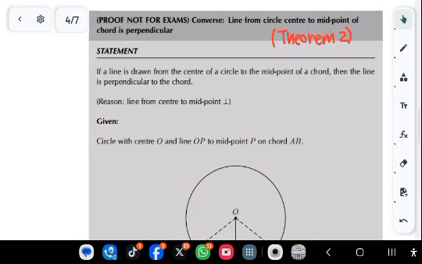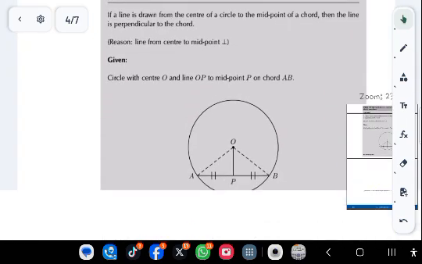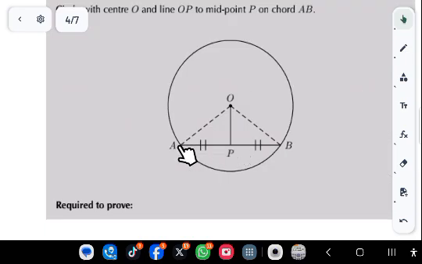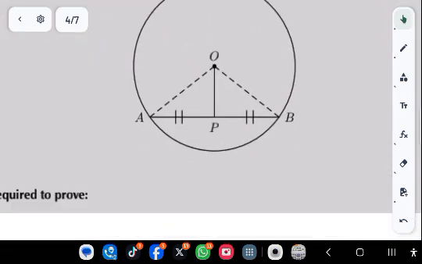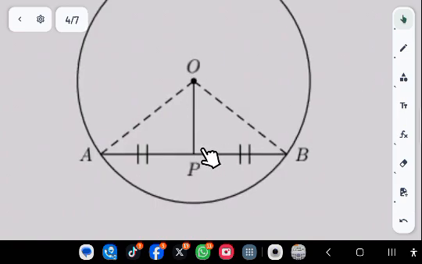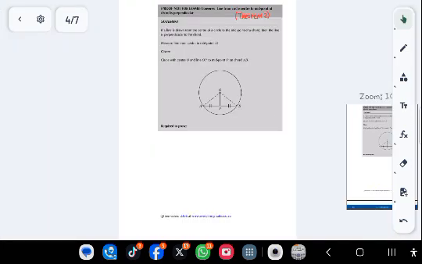Now, this says the line from circle center to midpoint of a chord is perpendicular. In the first one, you started with OP perpendicular to AB, and then you were supposed to prove that it bisects the chord, in other words, AP equals PB. In this one, you start with it bisecting the chord, in other words, AP equals PB, and you're supposed to prove that, therefore, it is perpendicular. What does perpendicular mean? I'm going to explain in detail as we deep dive, but basically it means that they meet at a right angle, meaning that you are required to prove that this angle OPB, or OPA for that matter, equals 90 degrees. That's what number 2 is about.